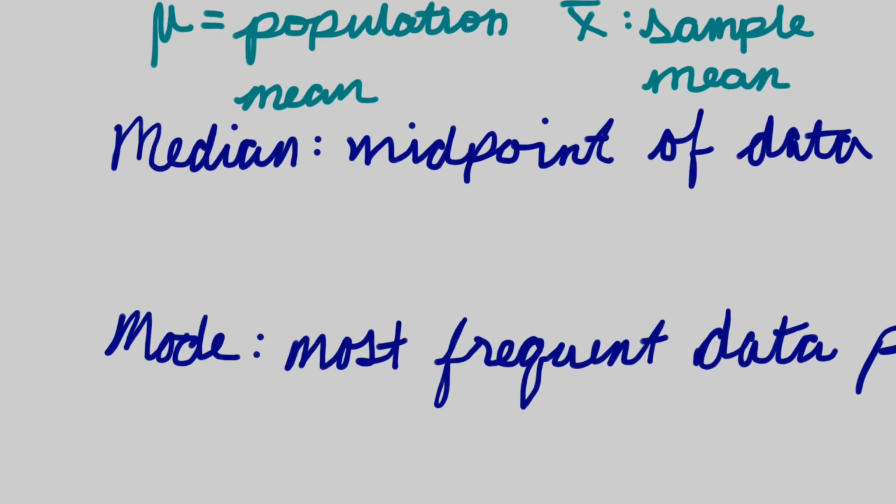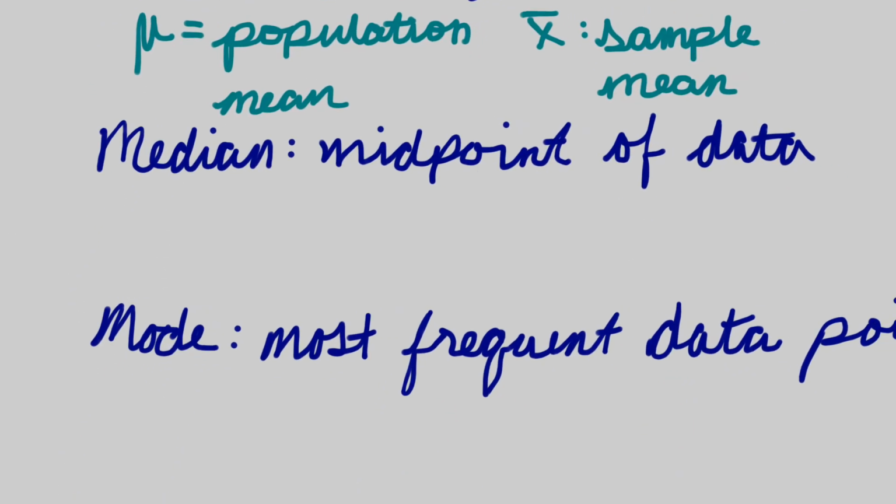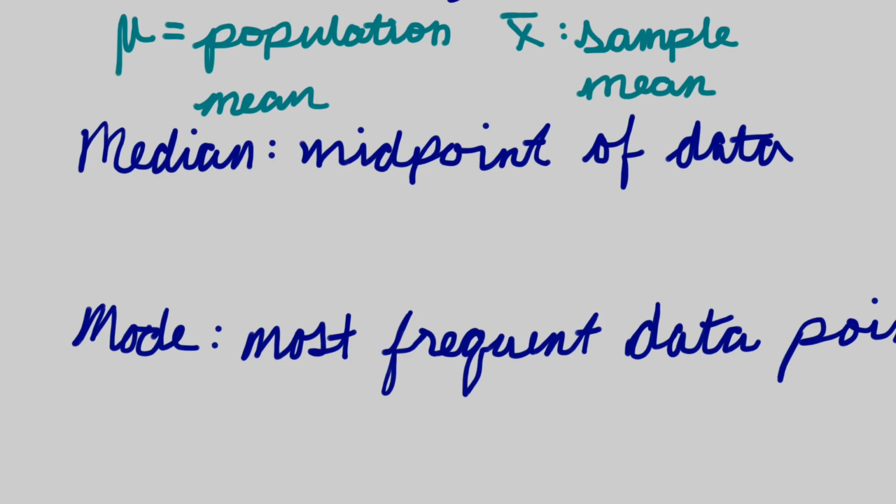The next type would be the median, which is simply the midpoint of the data. So first you would need to arrange the data points from least to greatest, and then you would find the most middle data point. If there are two data points there in the middle, you would simply take the average of those two data points.